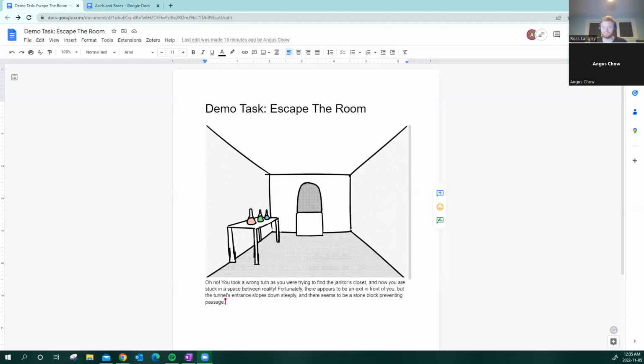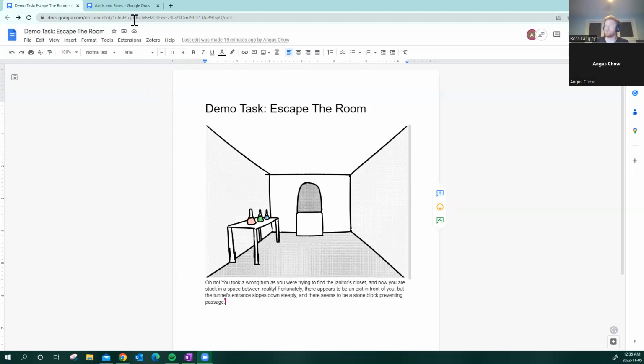Can I try to punch the stone? You punch the stone and your fist hurts, but the stone is unharmed. Can I try to push the stone in? You push the stone, but it's a little bit too heavy. Maybe if there's something you could use to help you. I see. Can I look at the table and those 3 flasks? Yes, yeah, of course.